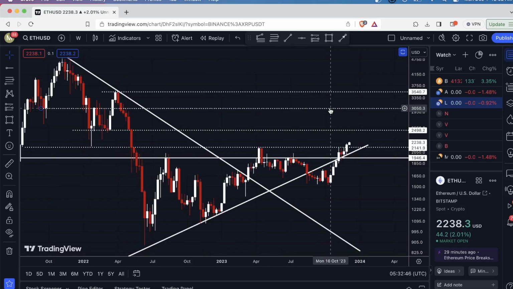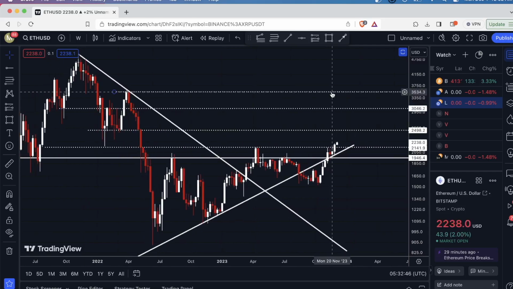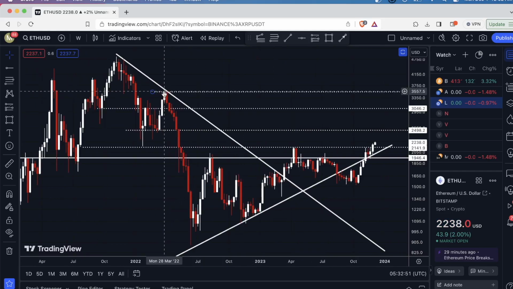Next level beyond that, and this is where I think we're ultimately heading to, is going to be about $3,500, and that's based on the top of these candle bodies right here.